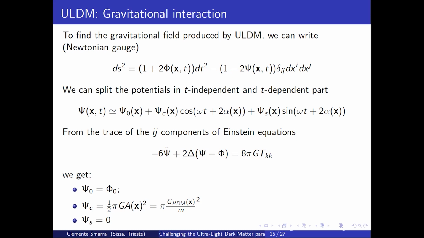As you can see, ultralight dark matter modifies the ds², giving rise to a potential which relates the amplitude of the potential, which is psi_c, to the mass of the dark matter. So we have a kind of relation: the lighter the dark matter, the bigger the effect it will give.